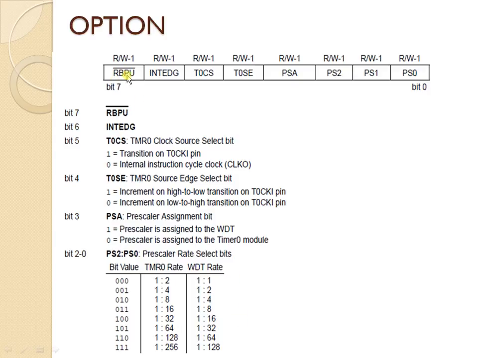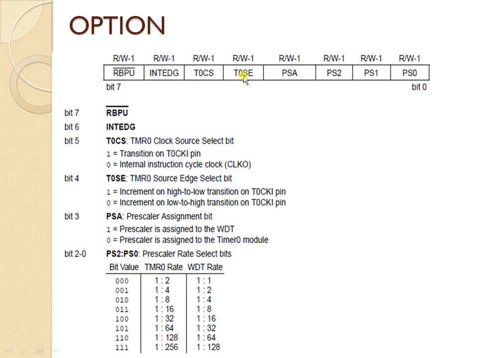Okay, so here this RBPU is related to pull-ups of port B, and this is the interrupt edge select. And if you want to use this Timer0 peripheral as a timer or else as a counter, then you have to program this T0CS. Okay, if it is programmed to 1, it means it is acting as a counter. If it is programmed to 0, it means it is acting as a timer.